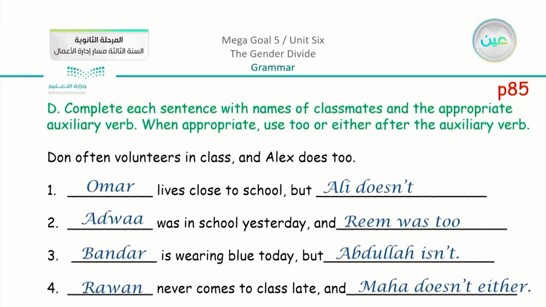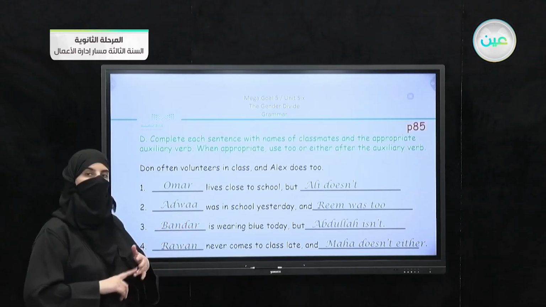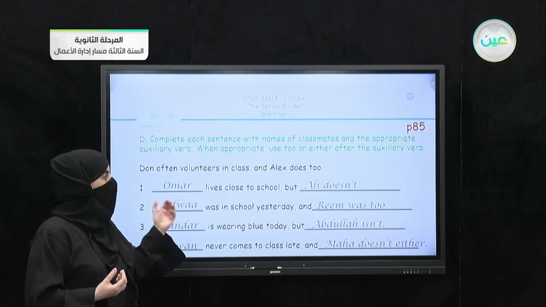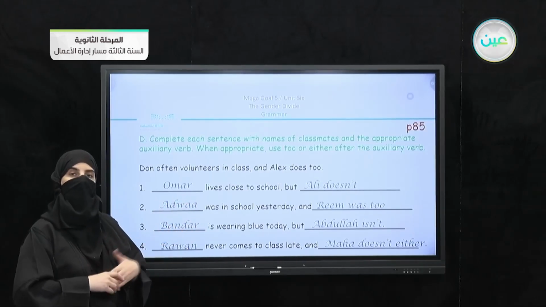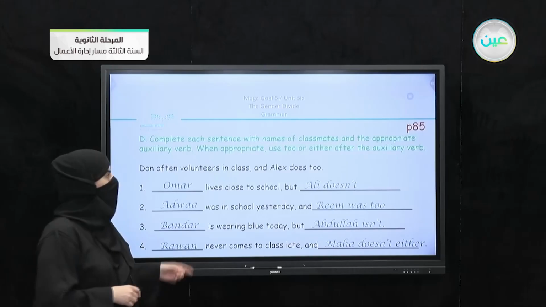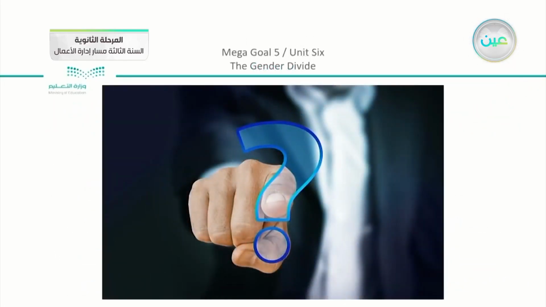So for example, we have here number 1, Omar lives close to school, but Ali doesn't. We use the auxiliary verb at the very end. Adwa was in school yesterday and Dream was too. Gnder is wearing blue today, but Abdullah isn't. Number 4, Rawan never comes to class late and Maha doesn't either. So you can see that we used doesn't, we used was, we used also isn't, and we added too or either, based on what is the sentence. So these are basic examples.